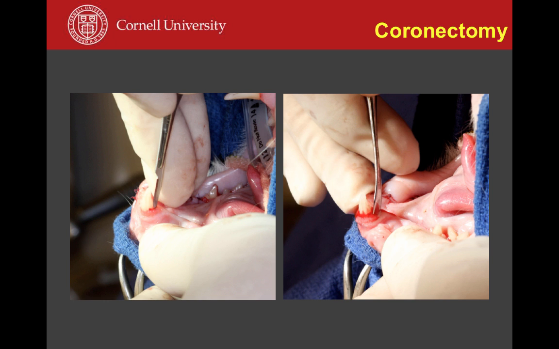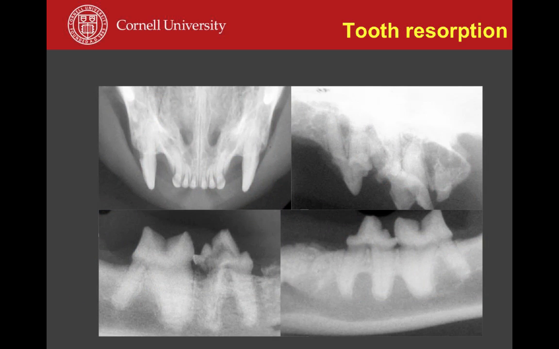And I bring this sequence of photos up because a lot of people think that coronectomy, which is cutting off the crown of the tooth and leaving behind the roots, is applicable to any situation where tooth resorption occurs. And I want to point out that it is a valid approach, but not in every case. This is just to show when it can be used and when not.